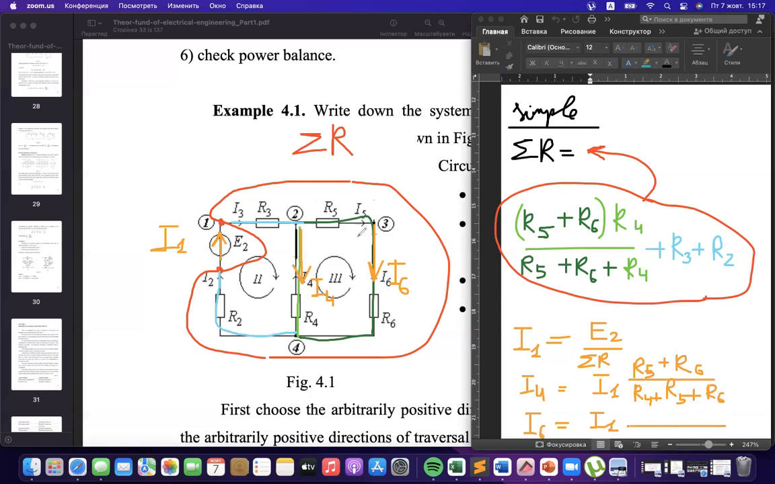For the current I6, the same reverse proportion, the opposite resistivity, to find the percentage of this current of the total current I1. It will be R4 divided by R4 plus R5 plus R6. And as you see, if you add I4 plus I6, you will obtain current I1.